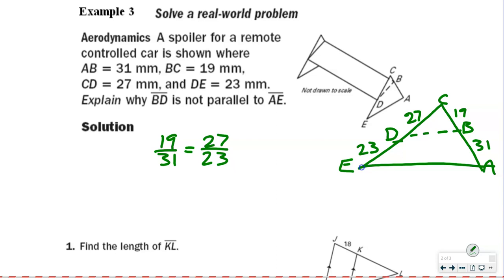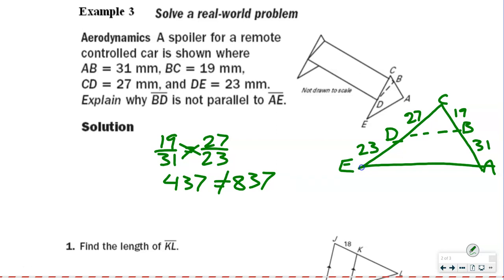We can cross multiply here. So we could simplify, see if we come out to the same numbers. We can also cross multiply and see if we come out with the same numbers. So 19 times 23 gives us 437. And 31 times 27 gives us 837. So those do not equal each other. So they are not parallel because the sides are not proportional.